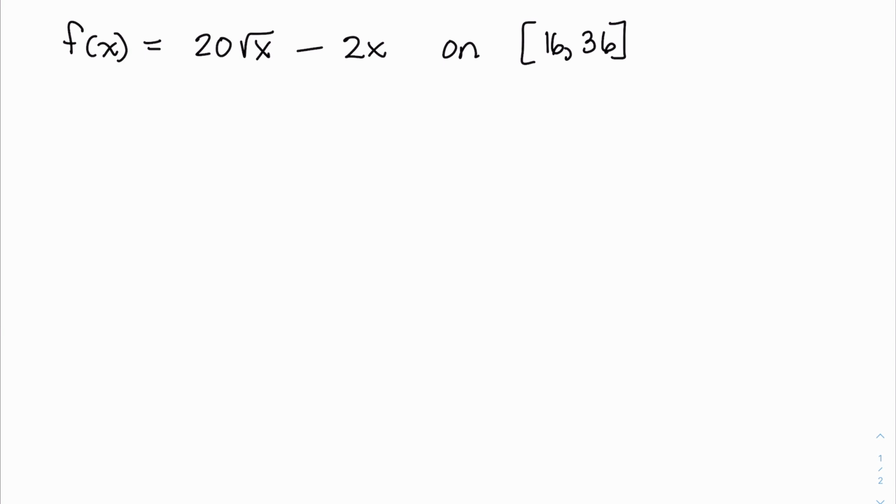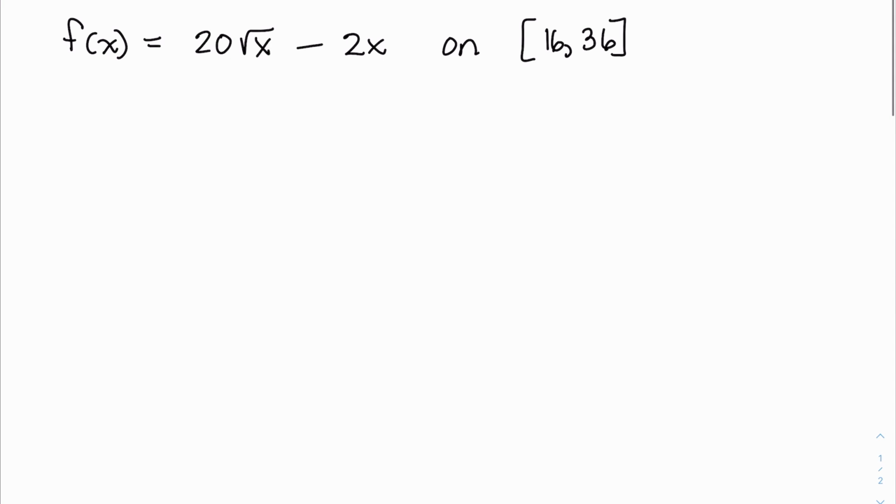Our function here, as we see, 20 square root of x minus 2x, is continuous on the interval 16 to 36. There are no breaks. We can see that with a square root function. And it is differentiable on that interval as well. So the thing we have to verify is that f of 16 and f of 36 are the same.